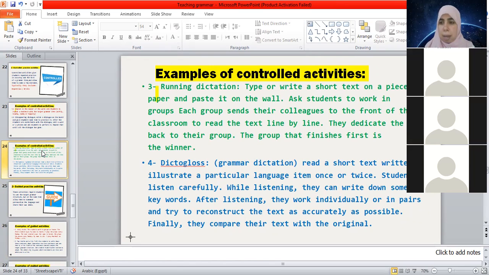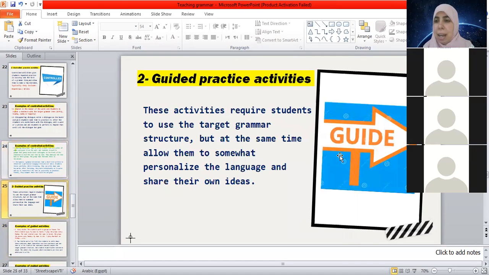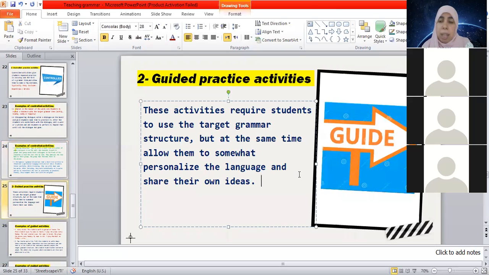Let's move to the second type. Remember? Guided practice activity. Exactly, guided practice activity. Here, when I decide to have a guided practice activity, is it about the form? No, it's about the meaning. So here, I'm sure that my students don't have a problem with the form. If my students don't have a problem with the form, it won't be useful to do controlled activities.